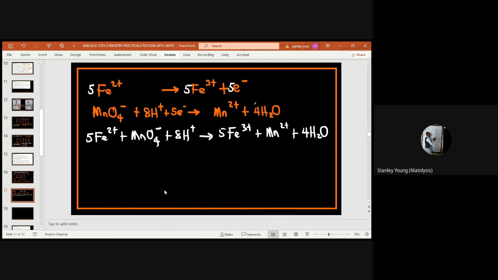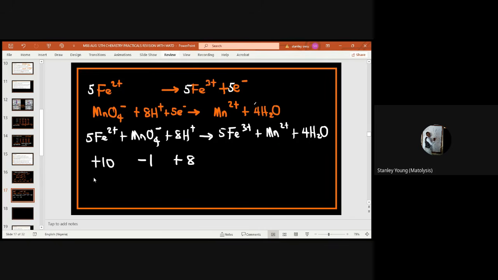Now, if you watch closely, everything is balanced. Looking at iron, 5 versus 5 on the left versus right. Looking at manganese, 1 versus 1. Looking at oxygen, we have 4 versus 4. Looking at hydrogen, we have 8 versus 4 times 2, which is also 8. Then looking at overall charges, we have 5 times plus 2, plus 10. Here we have minus 1. And here we have 8 times plus 1, plus 8.